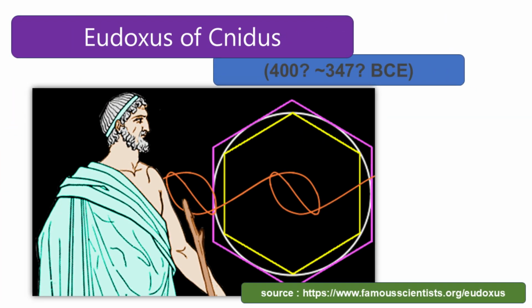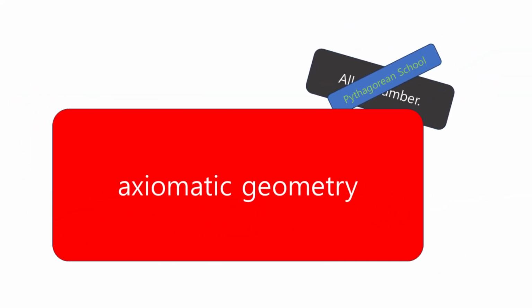A satisfactory definition of proportion came from Eudoxus, who was regarded as the greatest mathematical genius in Greece before Archimedes. Eudoxus boldly shifted Greek mathematics from a number-centric approach to a geometric one. His decision, along with his brilliance, propelled Greek mathematics toward axiomatic geometry. However, the development of number theory, including algebra, had to wait another 2,000 years.